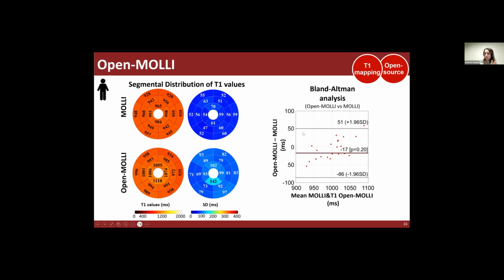For the differences between them, they were not statistically significant, and although we can see here a trend where higher values present a higher difference, this may be related to the fact that we have this bias of the apex.